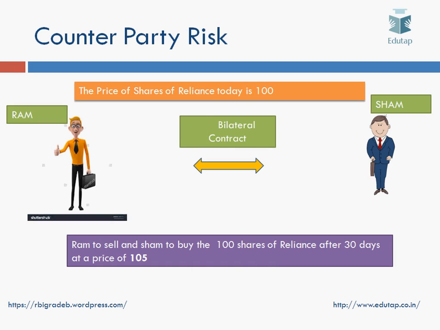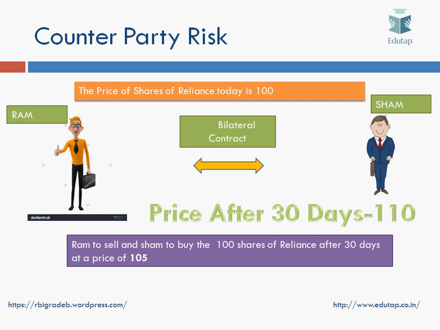Now as we discussed, Ram and Shyam both enter into a bilateral contract to sell and buy 100 shares of Reliance after 30 days at a price of 105. Now suppose after 30 days the price of Reliance shares becomes 110. Now in this situation, Ram, who is supposed to sell shares at 105, might feel that why should he sell at 105 when the price is at 110.